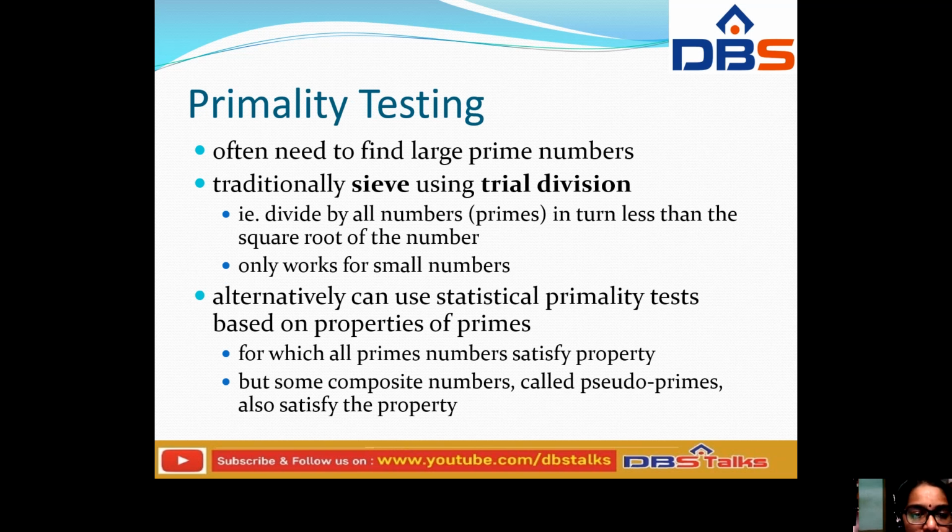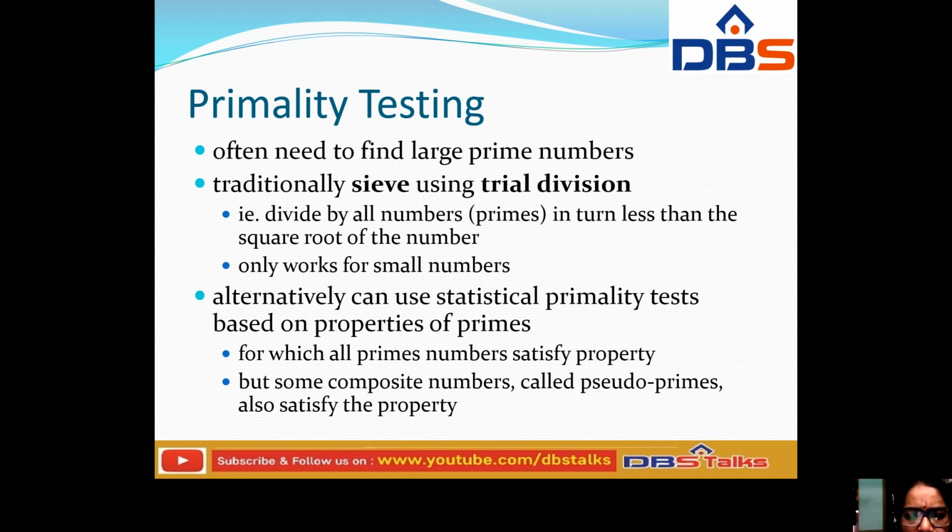So how are we going to perform primality testing? Often we need to find large prime numbers. Traditionally, we use the trial division: we divide by all the prime numbers, in turn, less than the square root of the number. It only works for small numbers. Alternatively, we can use the statistical primality test based upon the properties of the primes. All prime numbers satisfy the property, but some composite numbers called pseudo primes also satisfy the property.